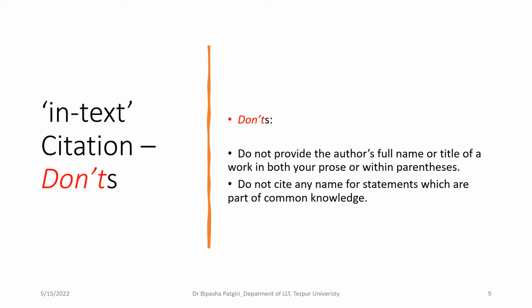Do not cite any name for statements which are part of common knowledge. Part of common knowledge means when you say speech sounds are divided into two types, vowels and consonants, or you can say that the IC analysis was a previously recommended tool for syntactic analysis. These are part of common knowledge. Everybody knows. So you don't need to cite these sentences from anybody. Even if you copy or read these lines from anybody, it doesn't matter. You can skip the citation.